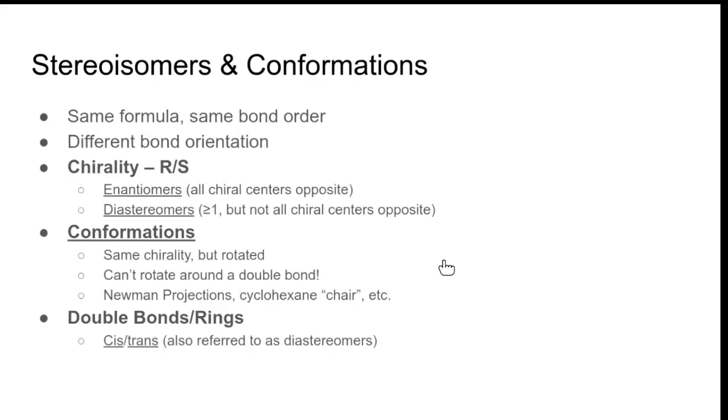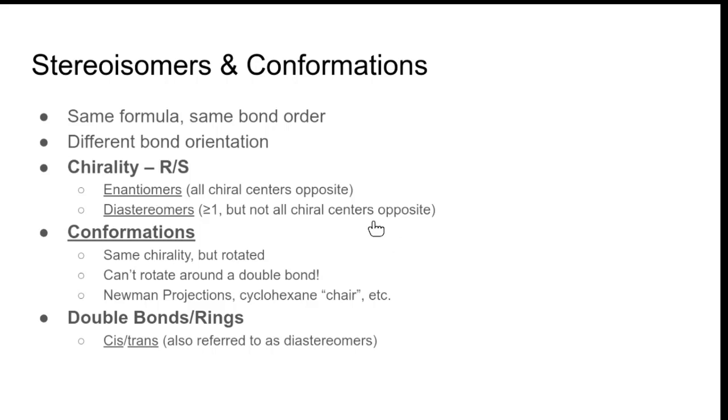Now, stereoisomers and conformations are essentially the same formula, but there is something slightly different about them. When we're talking about chirality, the order of the bonds is different, and we can have enantiomers, in which every single chiral center is switched around. So if we had R, we now have S, and if we had S, we now have R. Versus we can have diastereomers, which have at least one, but not every chiral center opposite. Obviously we can only have that when we have 2 or more chiral centers.